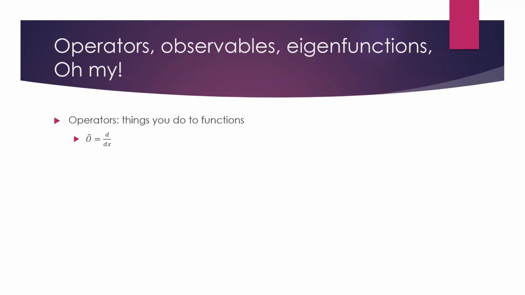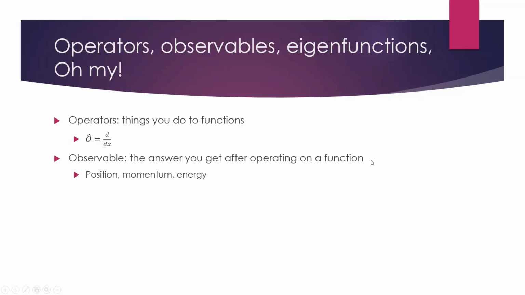And so an operator is something you do to a function, some measurement you perform, some math that you do, and an observable corresponds to that operator, and it is the value that you get after you operate on a function. So if we were to use a position operator, and we'll look at these in class next time, if we were to measure a quantum mechanical particle with a position operator, we would get the position out, or we could get the momentum, or we could get the energy.